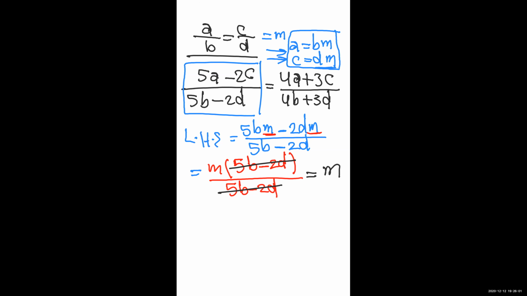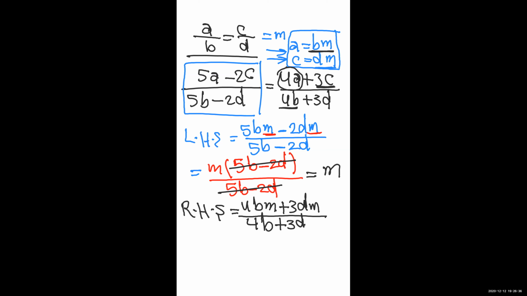Okay, now let's get the other side, which is the right-hand side. Same procedures. So the right-hand side equals 4a, so a equals bm, so 4bm. Then plus 3c, plus 3c equals dm, over 4b, we don't have b, so 4b, then 3d, also 3d. Then the next step, check for the common factor, actually m and m.